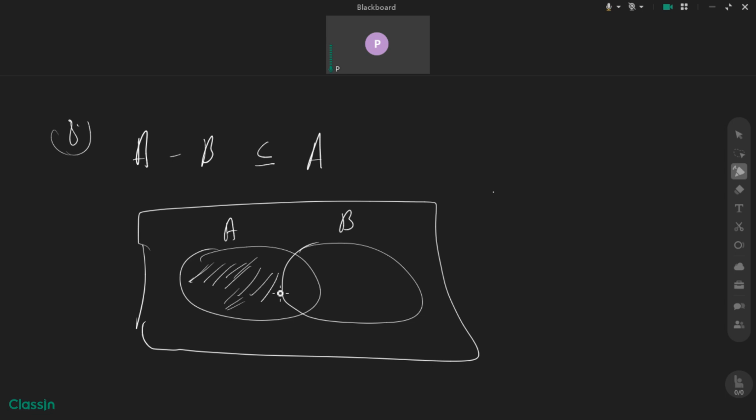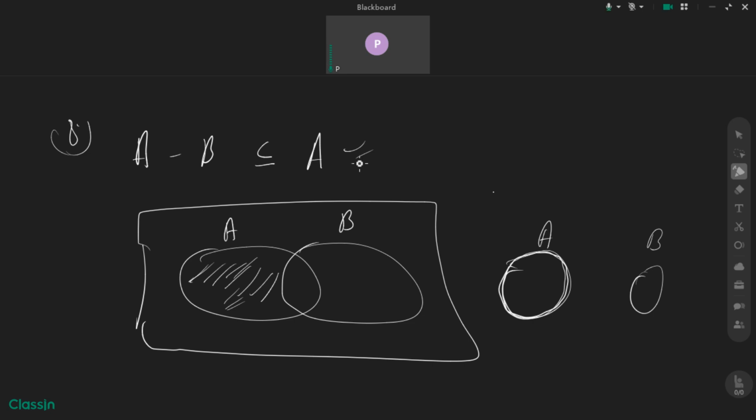Similarly, A minus B will be equal to A when we have disjoint sets. If A and B are disjoint, they are like this. It is A, it is B. Since they have no element common, we are taking A minus B as completely A. We will get all elements of A since there is nothing common with B. So in this case, A minus B will equal A. So either it will be a subset or equal to A.